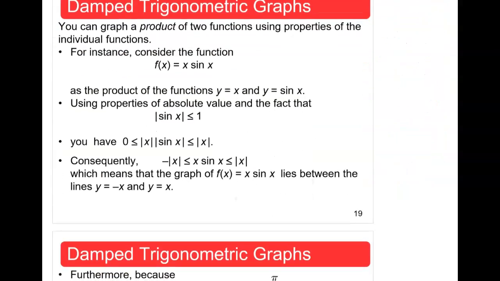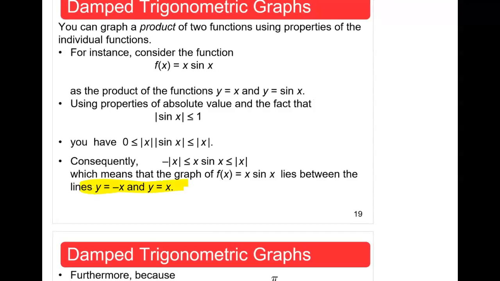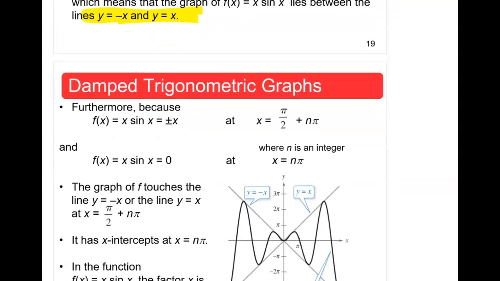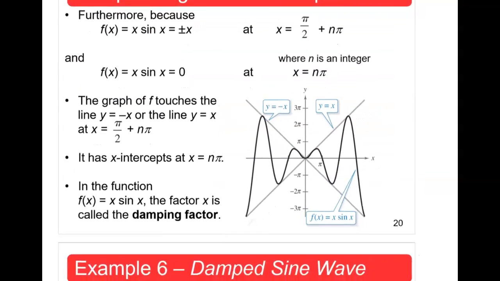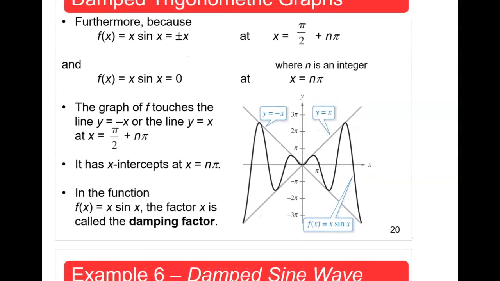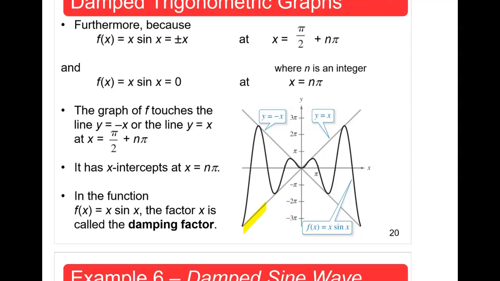Okay, the next functions here are called damped trigonometric functions or graphs, and those are the product of two functions. And what we do is we graph them using the properties of both. Now, I'm not going to explain the long way of this, but I'll give you the short version: this graph is going to be bounded by these two linear functions, which are y equals x and y equals negative x. And so we have the graph here on the next slide. And you can see those two lines that I was mentioning. These are not part of the graph. They're just telling you how the graph will be bounded or kind of restricted to.